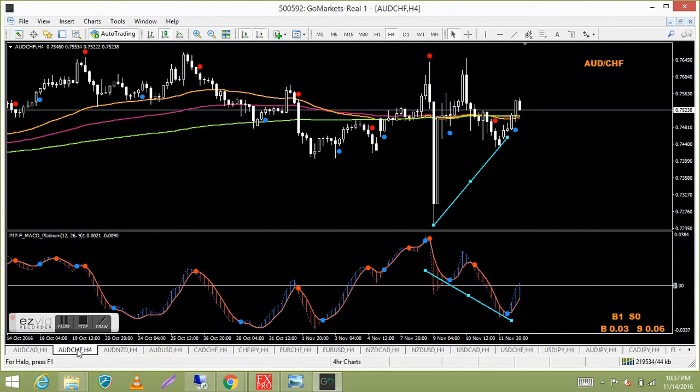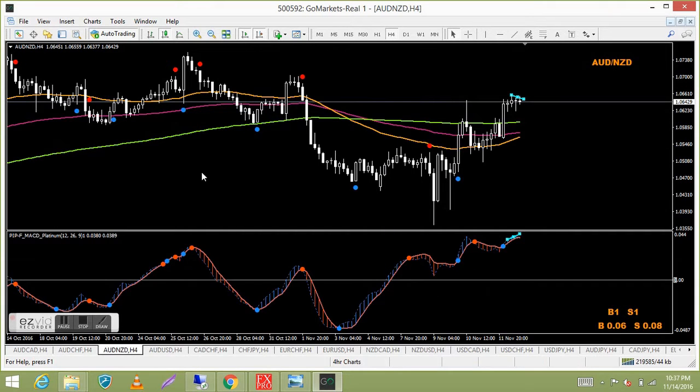Aussie Swiss franc, another divergence, but just look at these candles. It just throws the whole technical analysis out of whack really. Huge candles like that, straight down, straight up. But I guess you could say we've got like a double top up here. We've got some sort of divergence, but again we're waiting for clear signals.